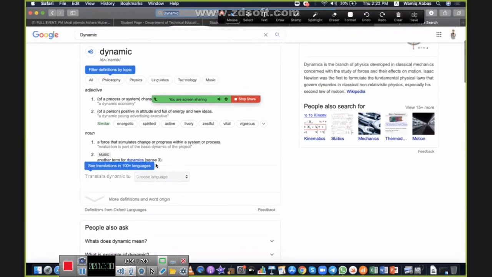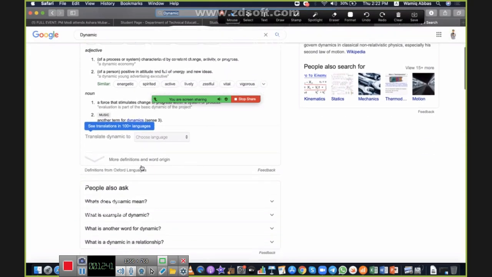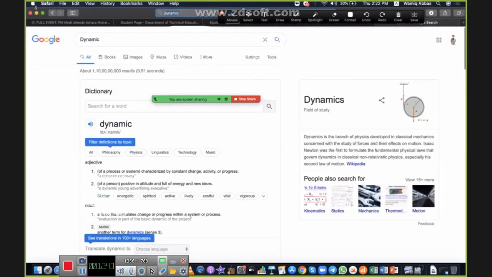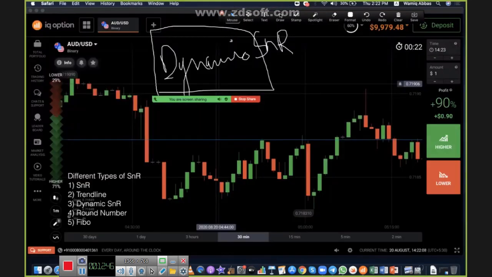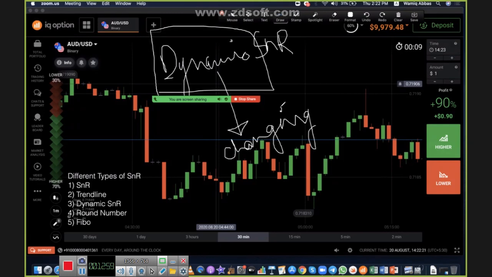Dynamic means movement. Speed. And what else? Yes, full of energy. But in trading, dynamic refers to something that keeps on changing. In physical terms, especially in physics, dynamics is a chapter where things keep on changing. Correct, guys? Any matter that keeps on changing is called dynamic.